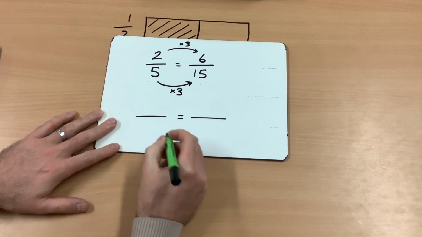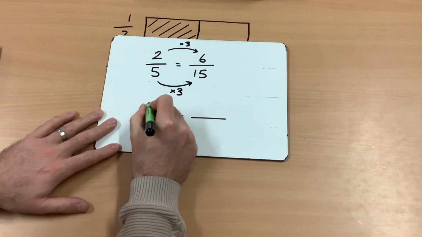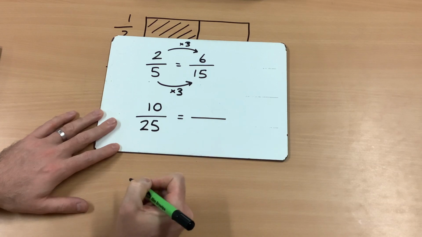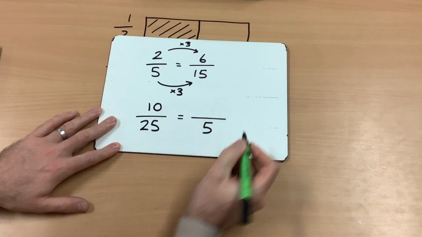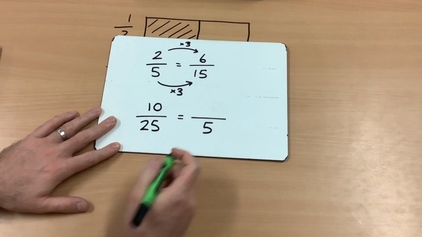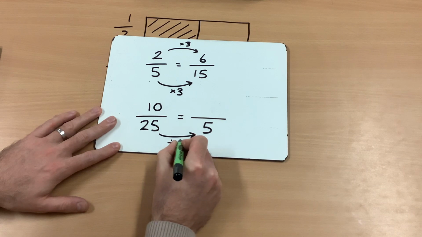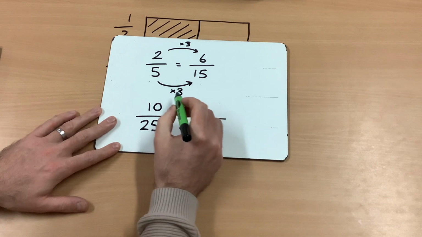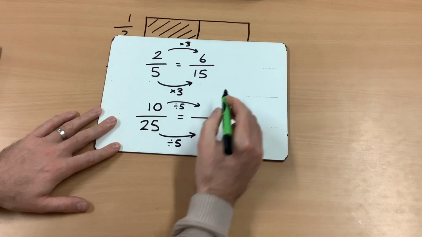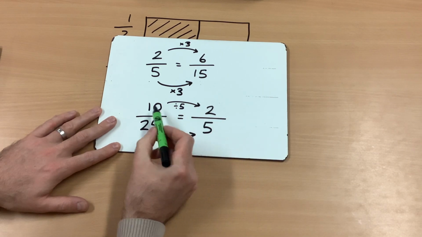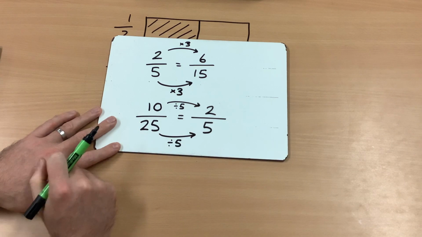So, if I had, say, 10 out of 25, and this number here was 5, I can use my division knowledge to say 25 divided by 5 gives me 5. And so I can do the same thing to the numerator. I'm going to divide that by 5. That's going to give me 2. So we can see that 10 out of 25 is the same as 2 out of 5.